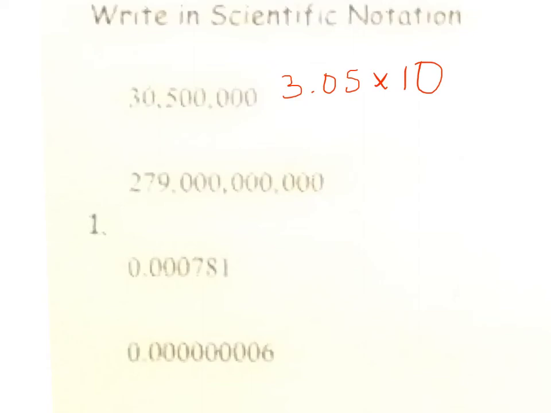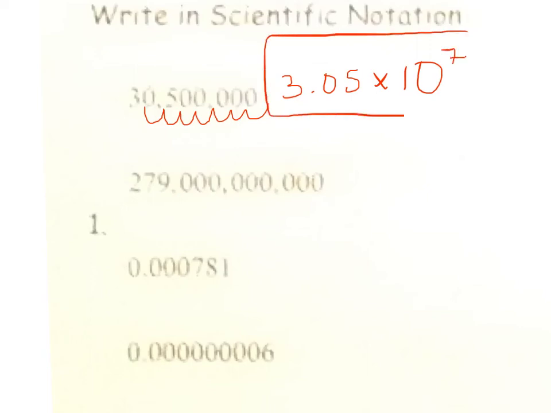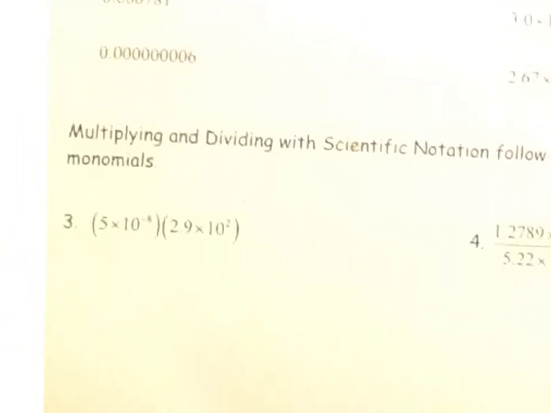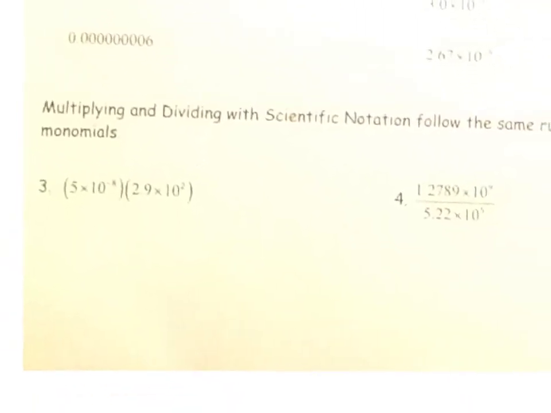Now how I figured out the something is I simply count. So originally the decimal is here. I'm going to count 1, 2, 3, 4, 5, 6, 7 places I moved it to the left. So if I move it to the left, it's going to be a positive 7. If I move it to the right, it would have been a negative 7. So I'll let you try some of those. Again, I'm assuming you've seen this before, so this should not be new.